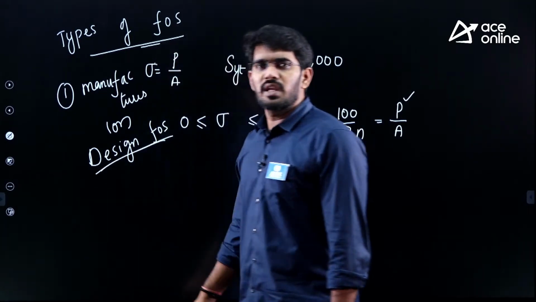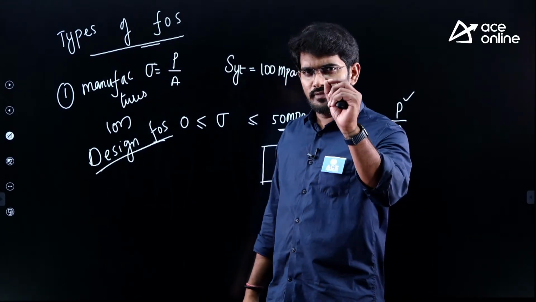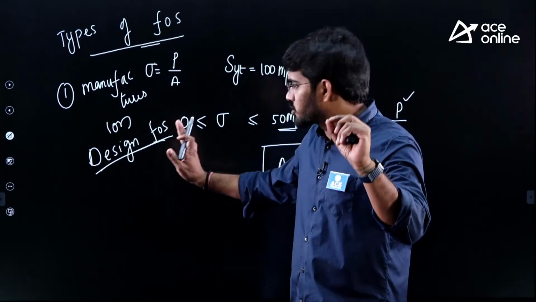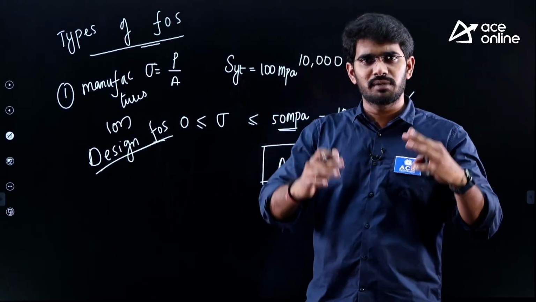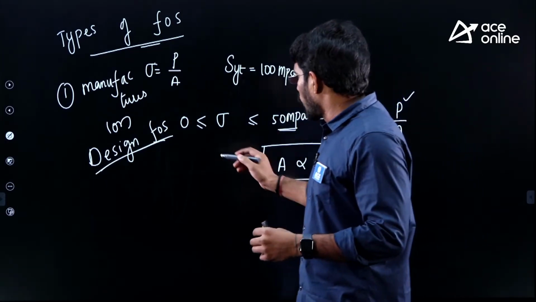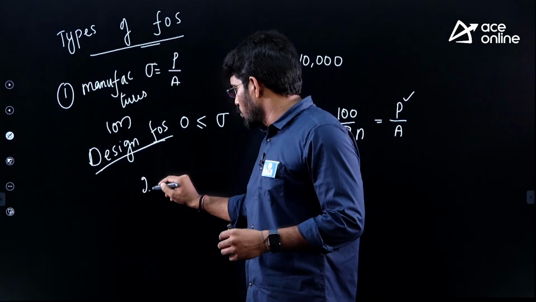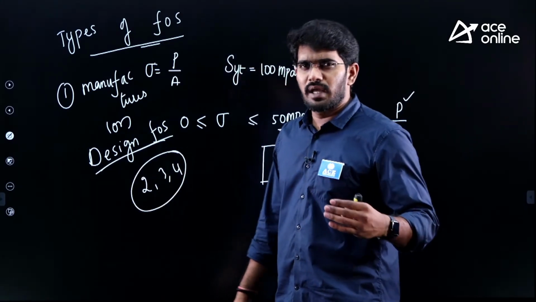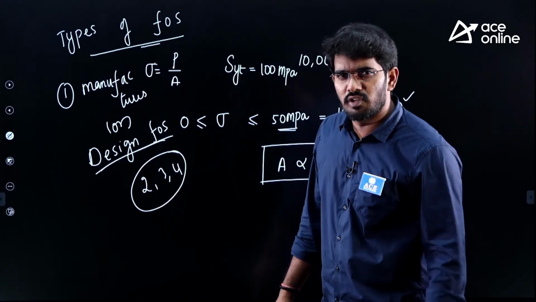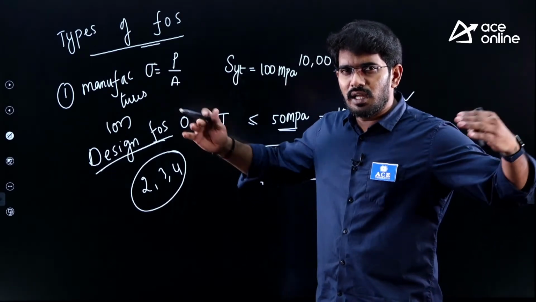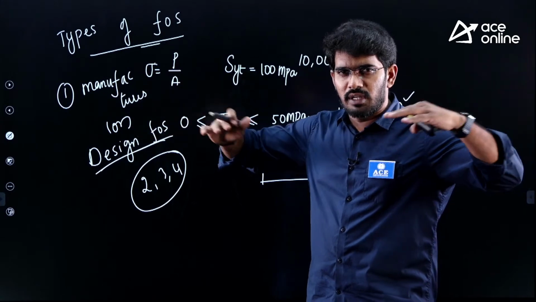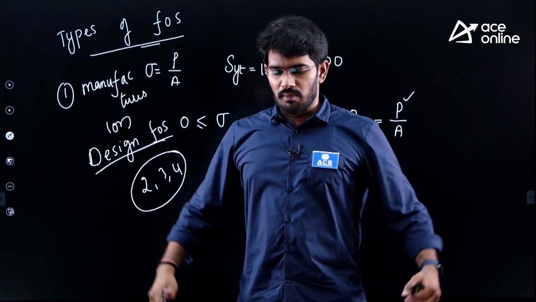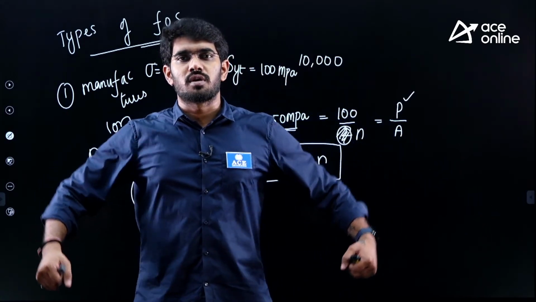Remember that whenever a factor of safety is given in an examination, he is asking you to design the member. Once the factor of safety is given as 2 or 3 or 4, that can be any number, he'll be asking you to find the dimensions of the component. If you consider more and more factor of safety, you'll be giving more and more dimensions to the component. More dimensions, more strength.